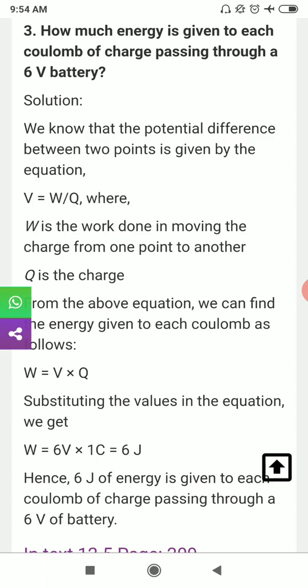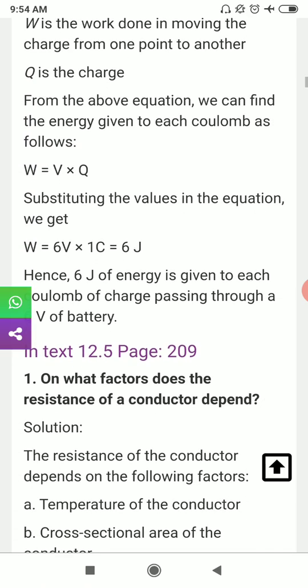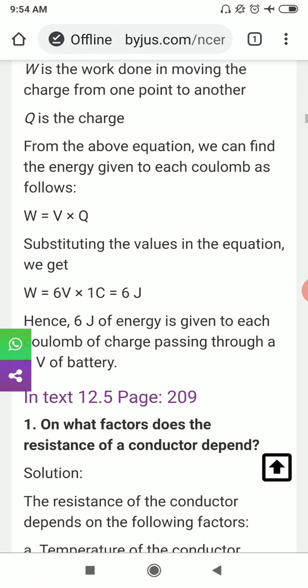What is given? We know that the potential difference between 2 points is given by the equation V equal to W by Q. The formula for voltage is W by Q. W means work done and Q means charge. W is the work done in moving the charge from one point to another, and Q is the charge. From the above equation, we can find the energy given to each coulomb as follows. So W equal to V multiply Q.